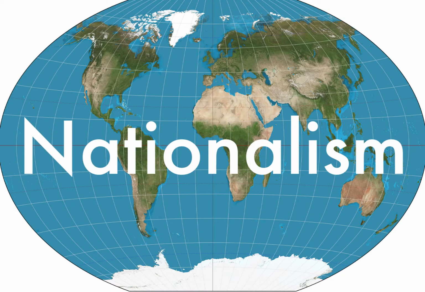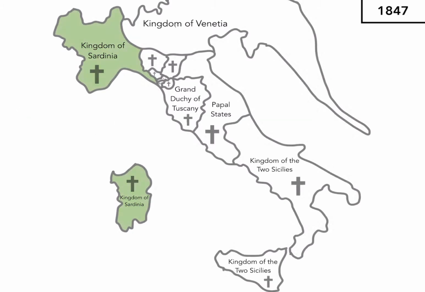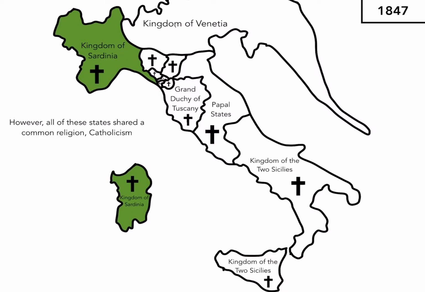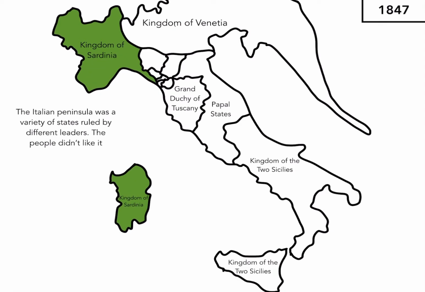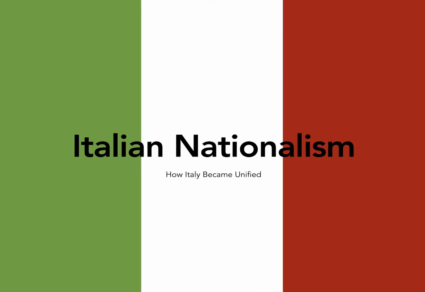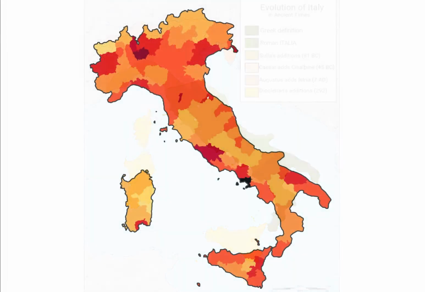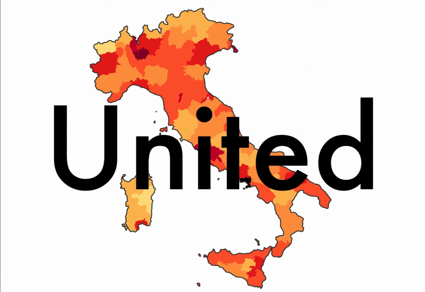In the 1800s, there was nationalism everywhere, including Italy. In 1847, what we now know as Italy was a bunch of states ruled by different leaders. However, all these states shared the same religion. The citizens of the Italian peninsula weren't happy with the divided states, and they wanted to unite. After 14 years, Italy was created because of a nationalistic sense of wanting to come together and be one. Some things have changed, such as these countries becoming united and doing things as one nation.